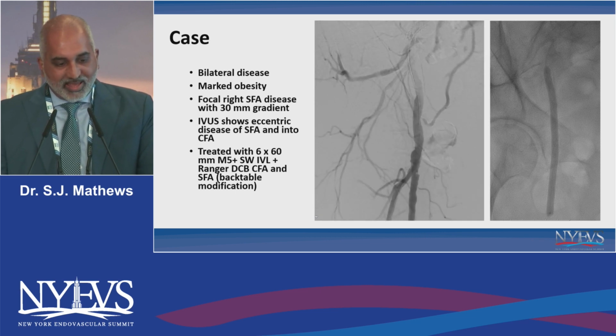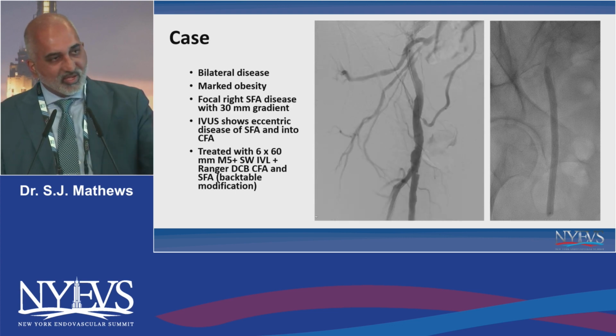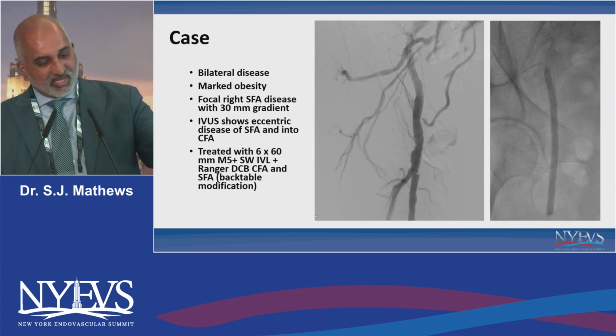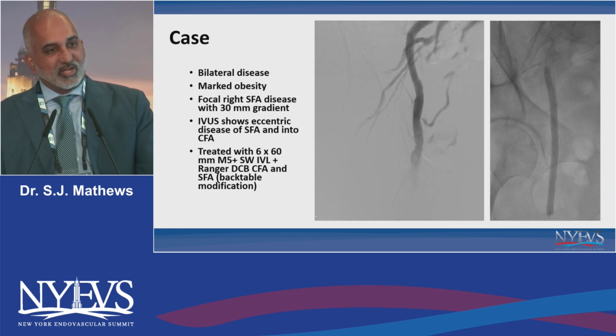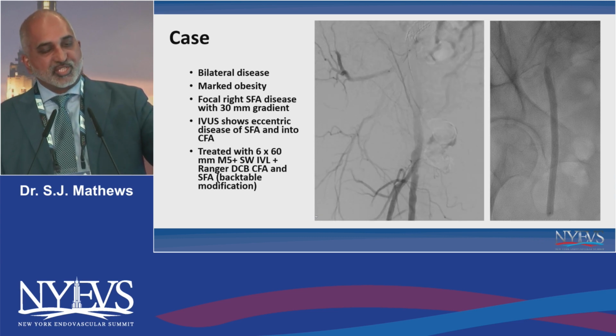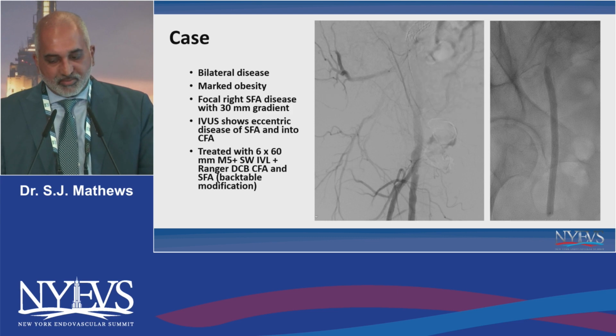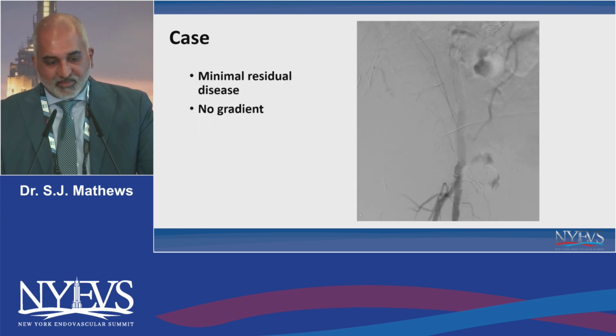This is a patient, bilateral disease, focal right SFA disease. IVUS showed severe eccentric calcification. So I was able to take an IVL balloon down because it wasn't the common femoral. Sometimes you even cut the strain relief on the back end, and you're actually able to get a few extra centimeters as well. And the same thing with the DCB as well. The back table modification, cut off the strain relief, even take off the valve of the R2P sheath, you can get it to go a couple extra centimeters. And then after that, you can see that the patient did pretty well, minimal residual gradient and very minimal disease.